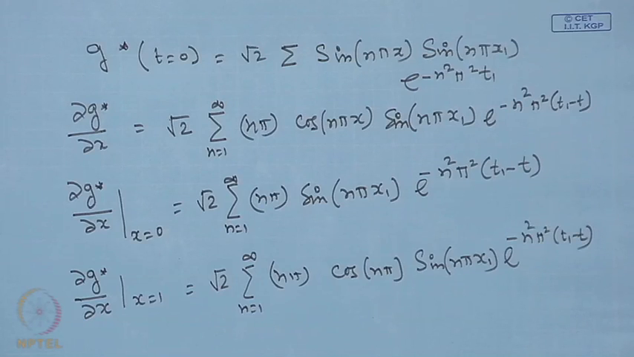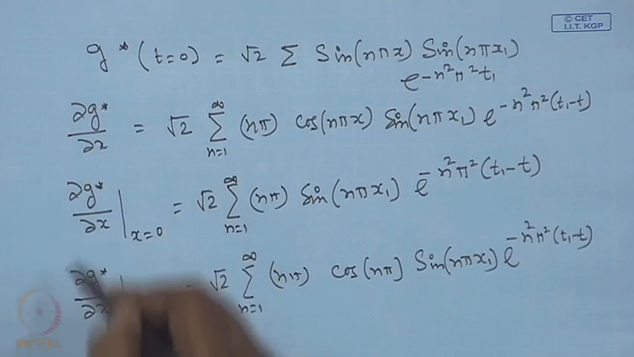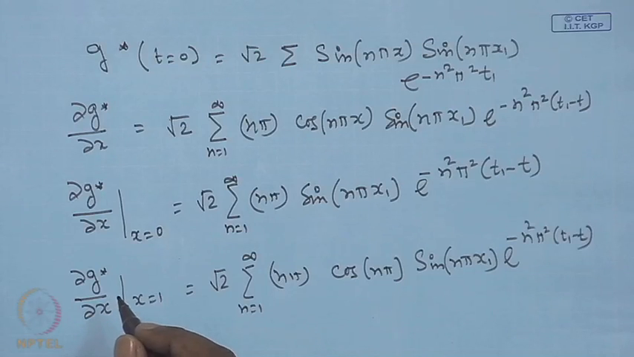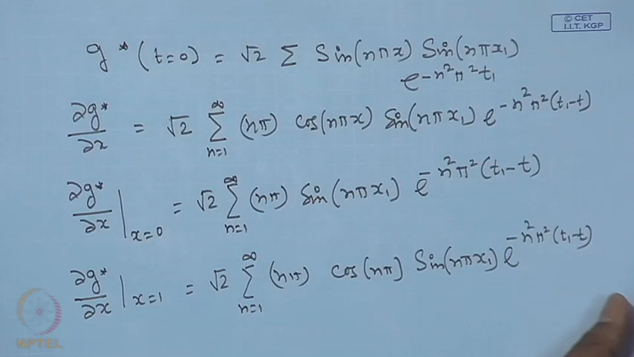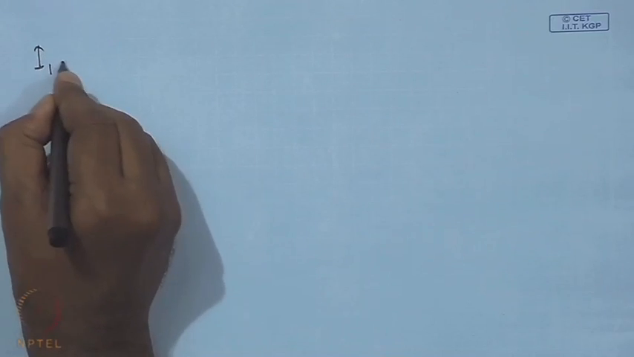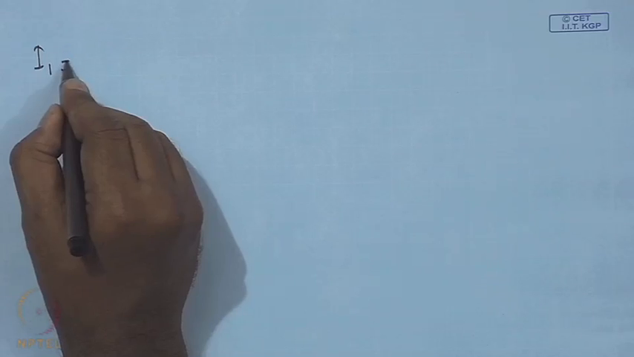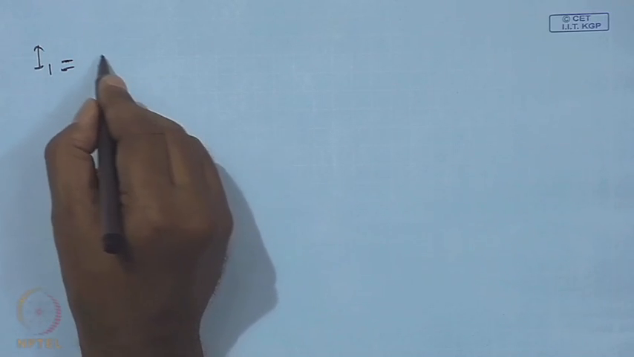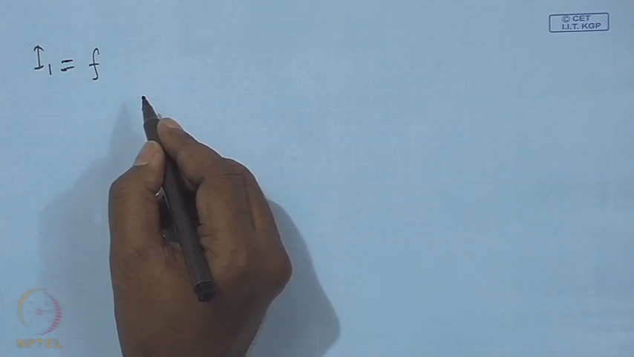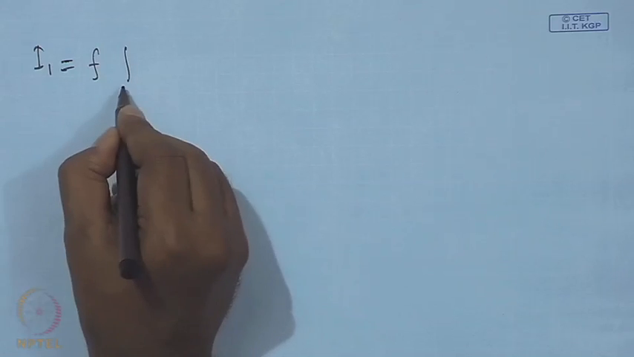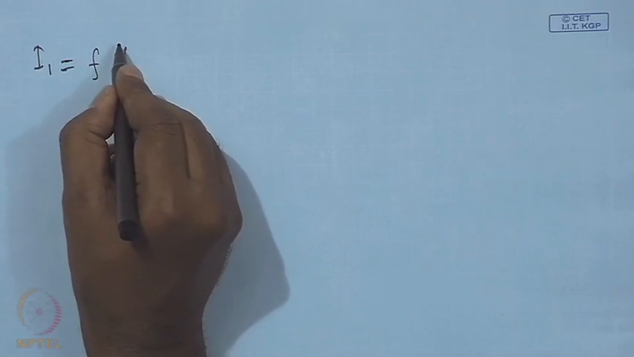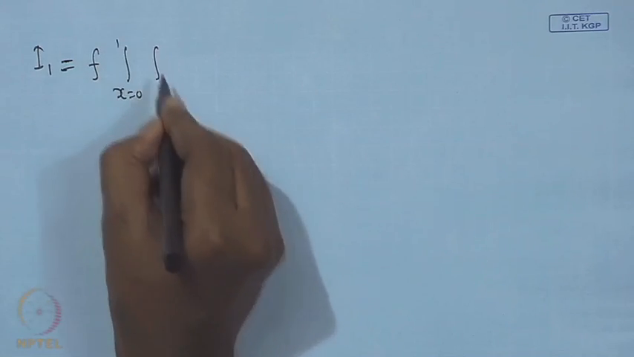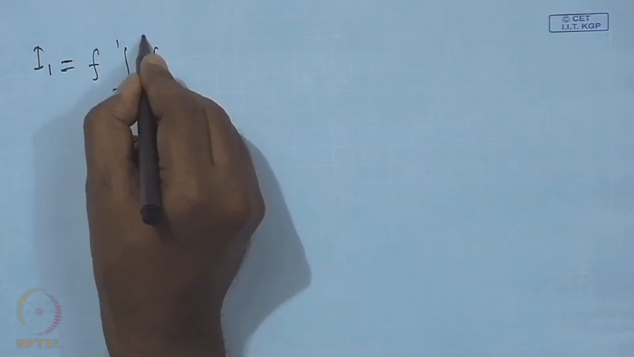So, we evaluate these 4 terms, and then we will be in a position to evaluate all these integrals one after another. Let us talk about the volume integral, I1, and assume f is constant. So, f is brought out of the integral sign. Integral from x equal to 0 to 1, from t equal to 0 to t1.